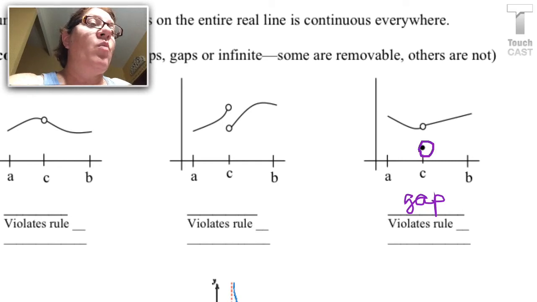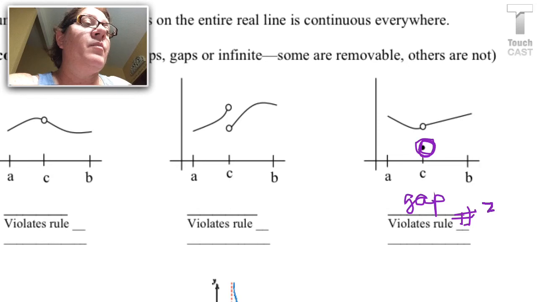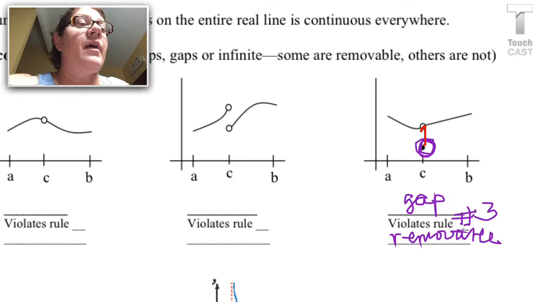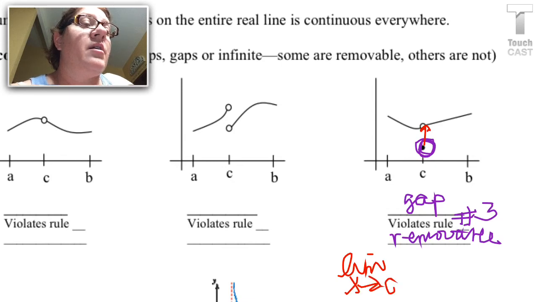So I know an actual y value when x is c. The actual y value is right there at that dot. And so this one violates rule number 3. And again, it is removable if I take that dot and simply push it up so that it will fill in that spot. So I could fix that one. And of course that one violates because the limit as x approaches c does not equal f of c.